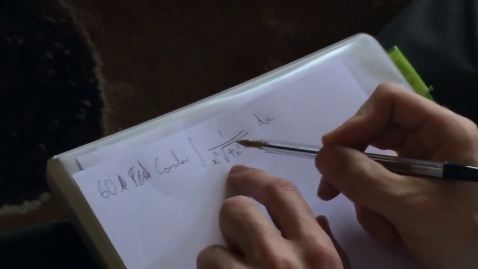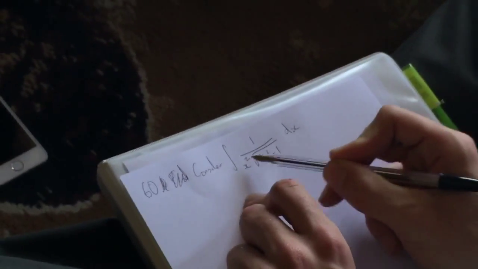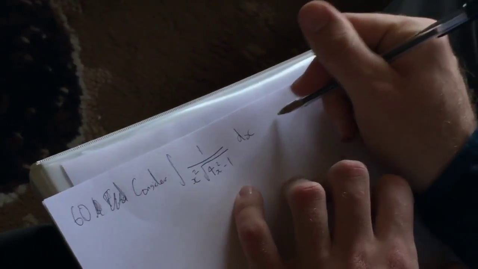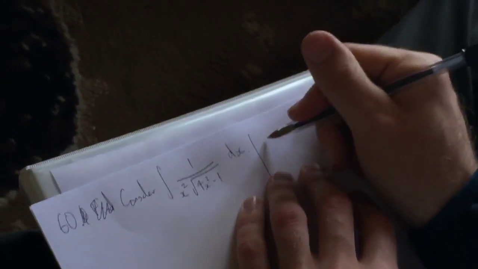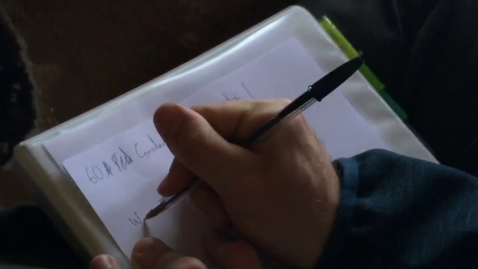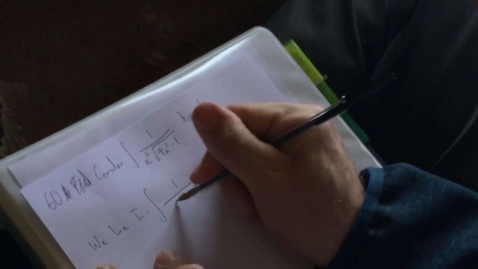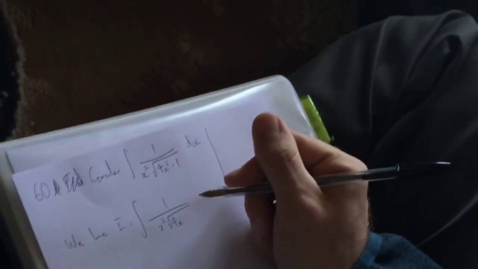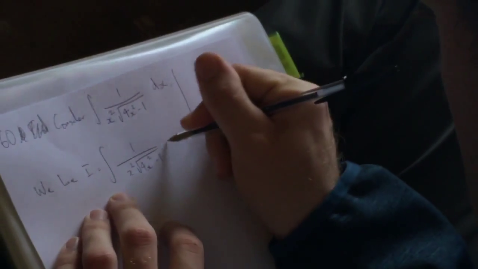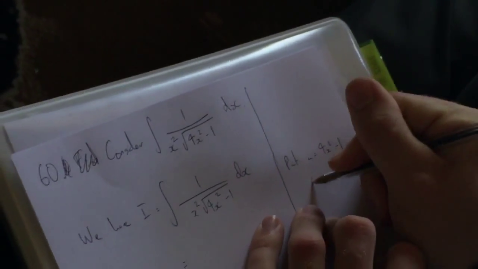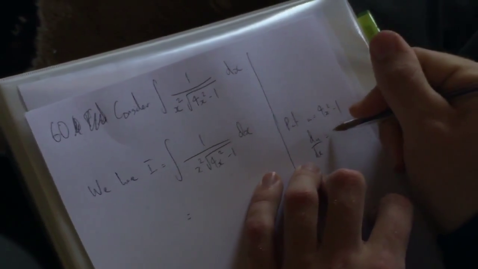I'm thinking that if I had a term with multiple factors here... Okay, this is what I'm going to do. We have I equals the integral of 1 over x squared root of 4x squared minus 1 dx, which is equal to... Put u equal to 4x squared minus 1, du by dx is equal to 8x.